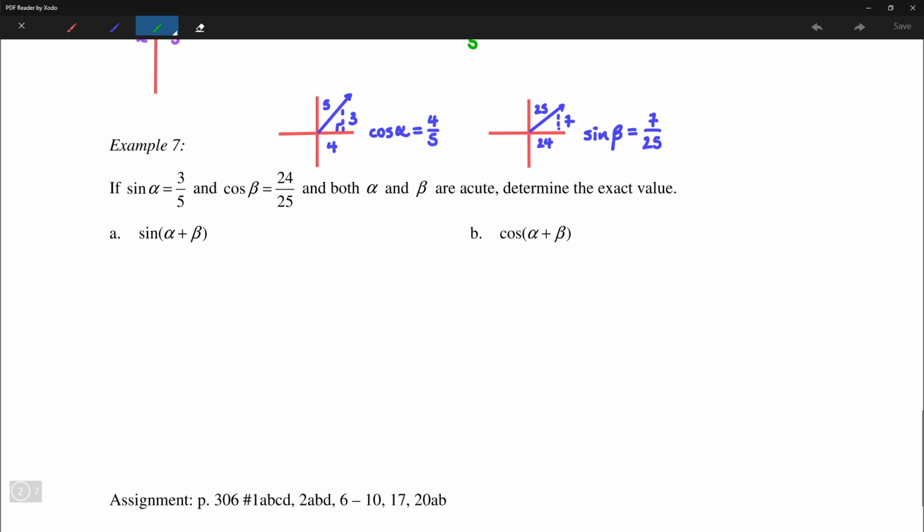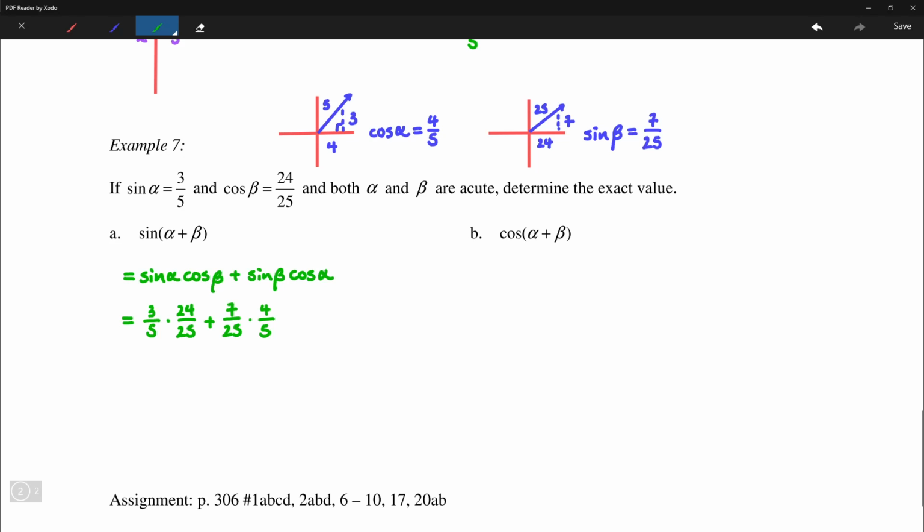Okay, so the first part, it says sine alpha plus beta. That is equal to, of course, sine alpha cosine beta plus sine beta and then cosine alpha. And from there, we can substitute the values that we found. So we know that sine alpha is 3 over 5. Cosine beta is 24 over 25. And then from there, sine beta is 7 over 25, as we found earlier. And cosine alpha is 4 over 5.